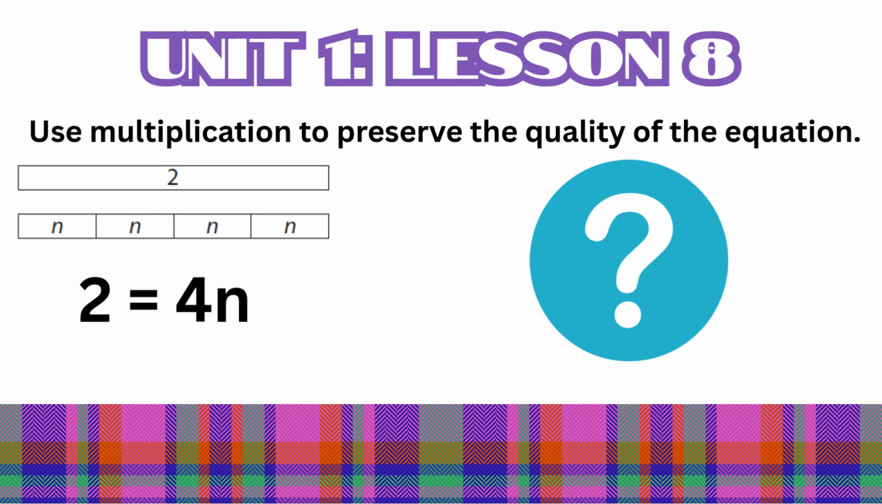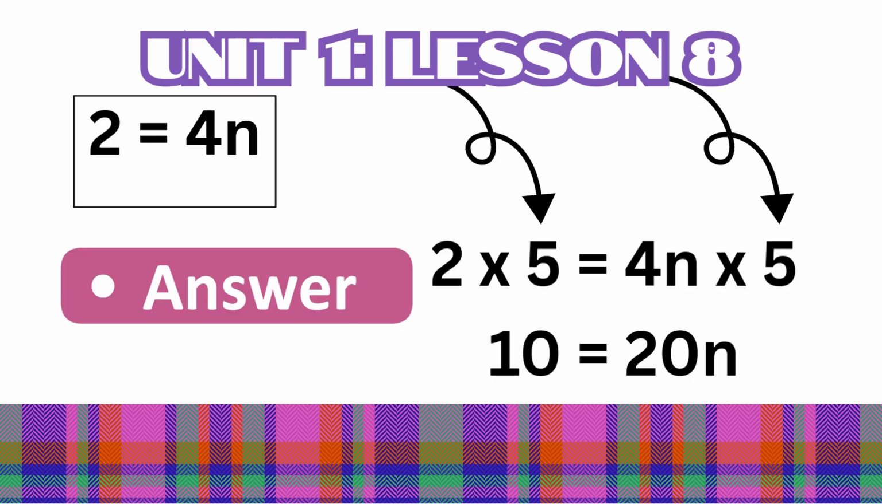Using our equation, 2 equals 4n, we can preserve equality by multiplying both sides by the same number. For this example, we could multiply both sides by the number 5, which would give us 2 times 5 equals 4n times 5. If you took it a step further, you would know that that would also equal 10 equals 20n. It's still an equivalent form to our original equation. The value of n is still 0.5, and our equation remains balanced.